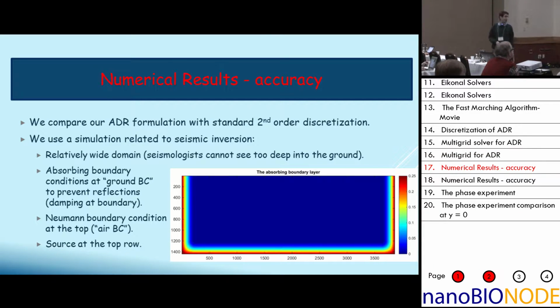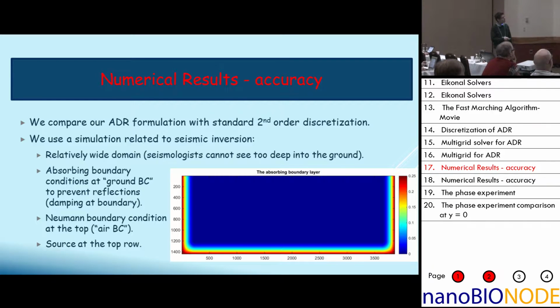First, I'm going to talk about accuracy. So we compare our formulation with standard second-order discretization of Helmholtz. We use a simulation that is related to seismic inversion. So we usually have this large domain because seismologists cannot see too deep into the ground. We've got this large domain. We would typically have boundary conditions here that simulate infinity.